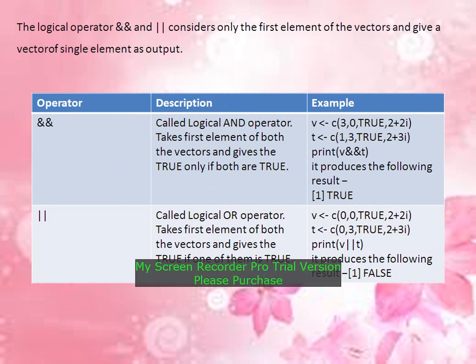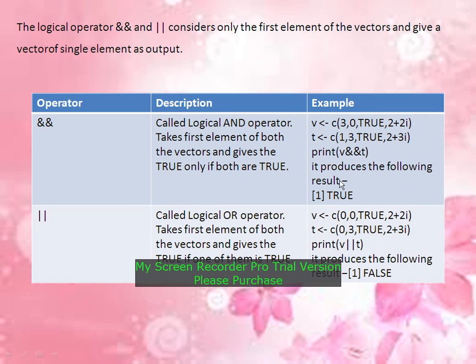And there are another two logical operators, double AND and double OR. The logical operator double AND considers only the first element of the vector and gives a vector of a single element as output. So these are not for each element. These take the total vector and produce the result. Double AND, called the logical AND operator, takes the first element of both vectors and gives true only if both are true. So here this gives a single result.